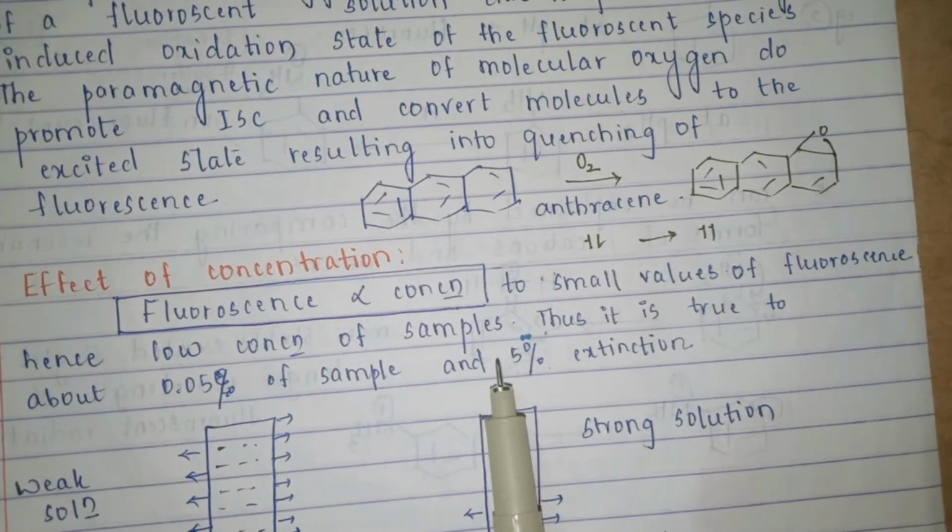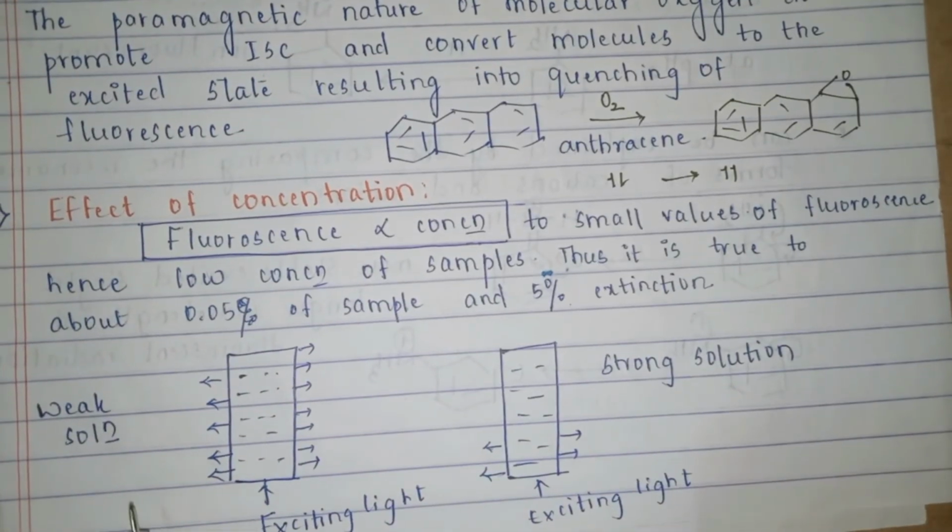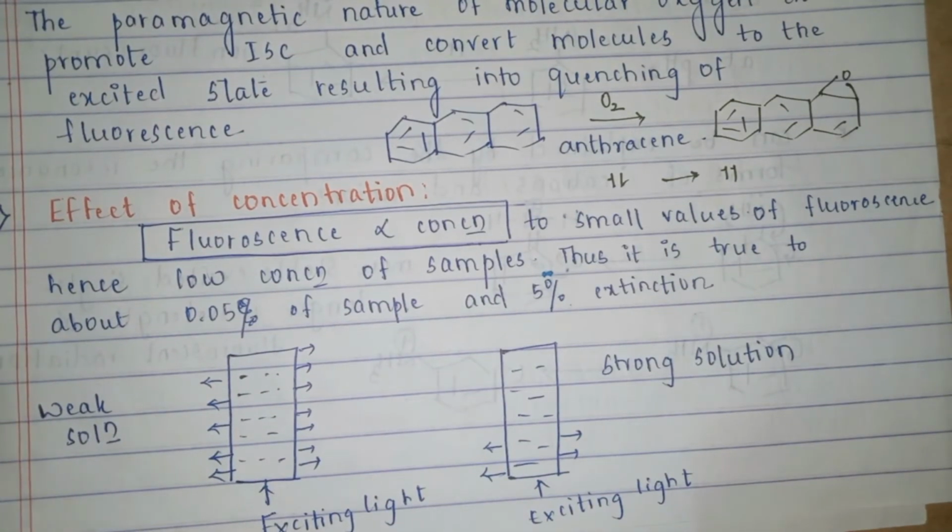That means we cannot have highly concentrated samples. Thus, it is true for about 0.05% of the sample and 5% of extinction. That means we need to have a very weak solution. Now look at this system.